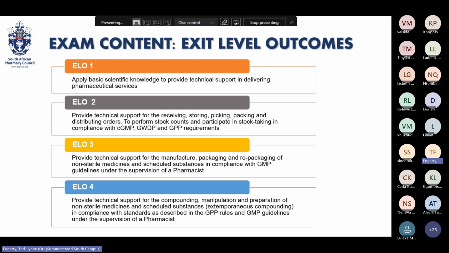Then ELO 4 deals with the compounding, manipulation, and preparation of non-sterile medicines in compliance with good standards as well, and under the supervision of a pharmacist.